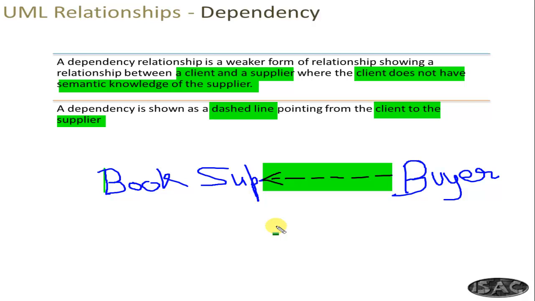Okay. In this case, the buyer does not need to know how the book supplier works, or the book supplier does not need to tell the details of how he supplies the book to the buyer. He just places a request and he services the request, but he does not have a lot of semantic knowledge of the supplier itself.